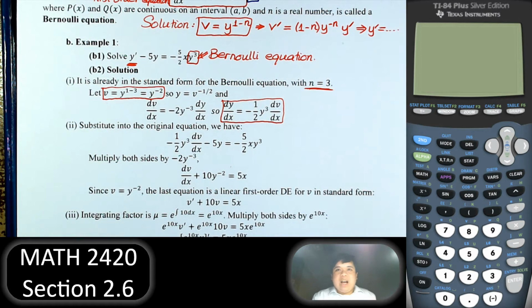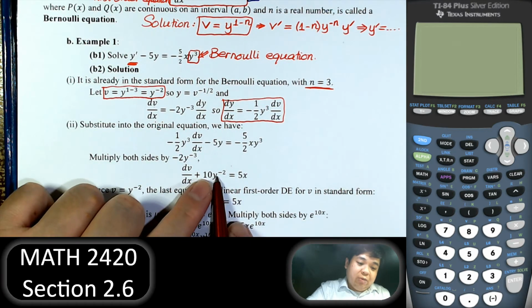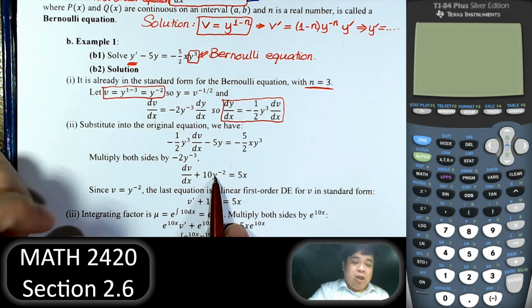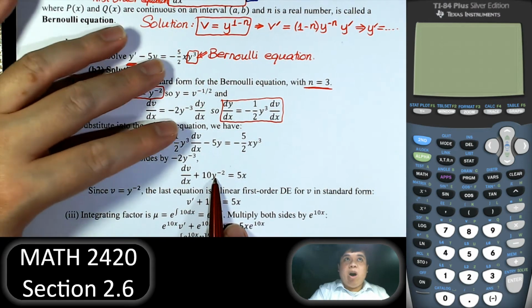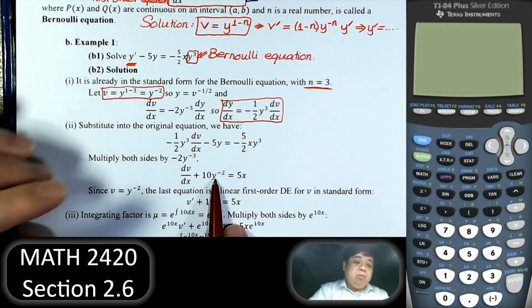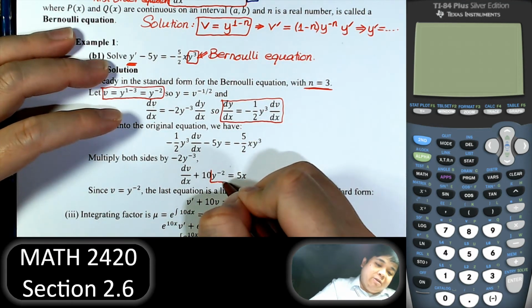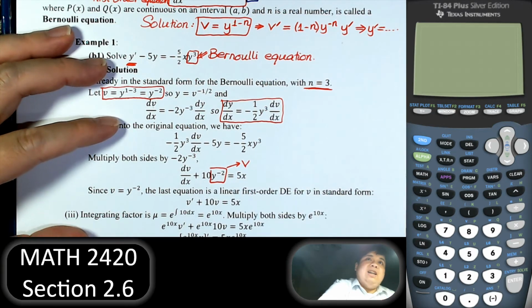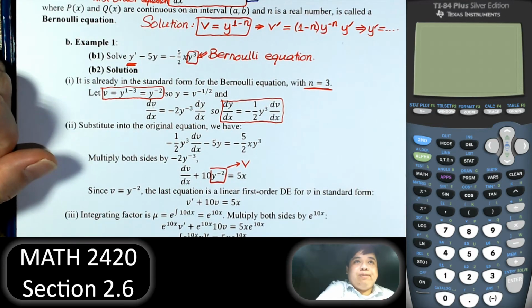Because if it works out perfectly, what we should have here is the y to negative 2, and that looks familiar. That is v. So we don't need to substitute everything in for y. Just substitute in the y prime. If it works out perfectly, we will have v in that, and that is the linear first order equation.